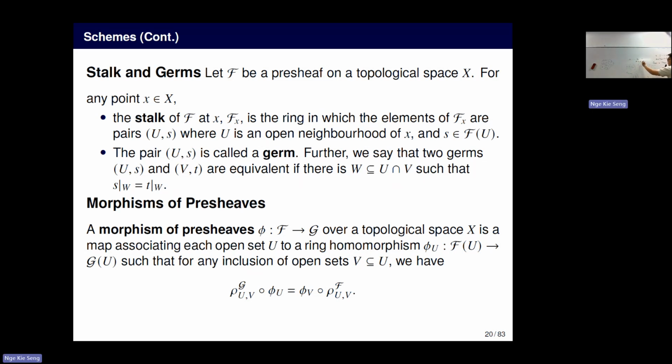We put the restriction map on the presheaf F above, and this is the restriction map on G. What this basically says is that they should play nicely and commute in this diagram.